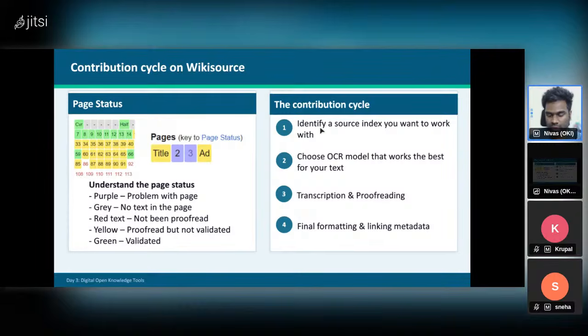So yeah, coming to the contribution cycle. So what does the contribution flow look like on Wikisource? So you first identify your index work that you want to work with, and then choose an OCR model that works best for your text. Like you have seen in Sneha ma'am's slide, Indic OCR works better for Indic language text, while Google OCR works better for English language text.